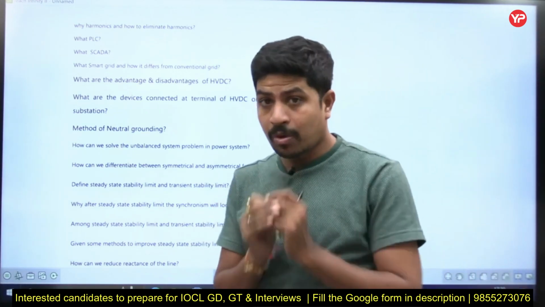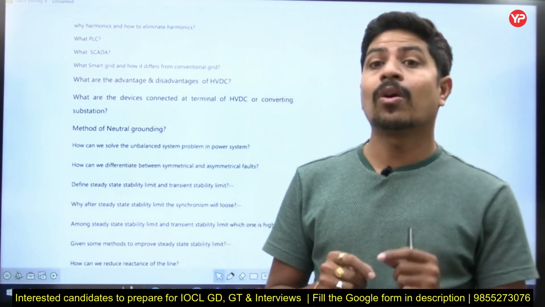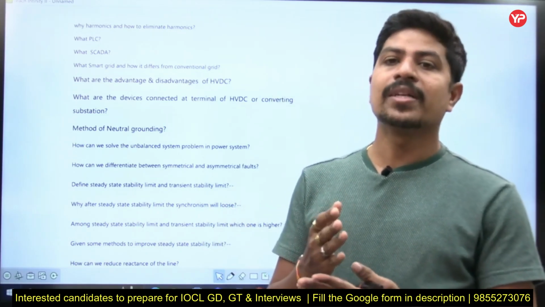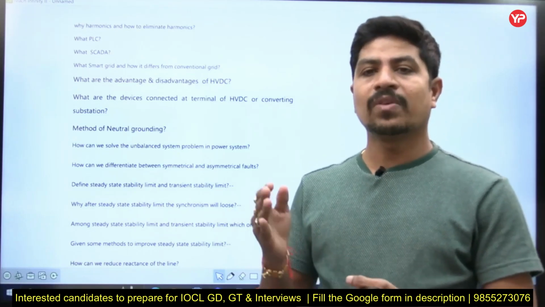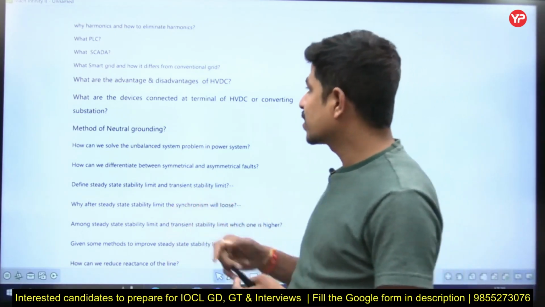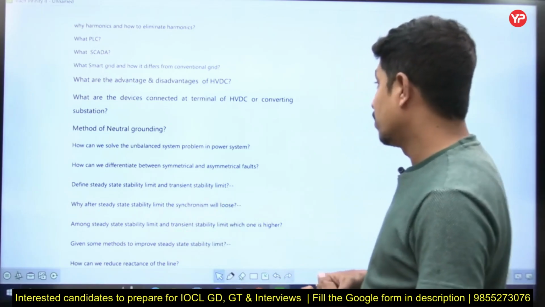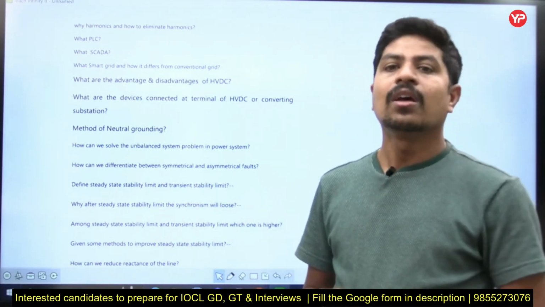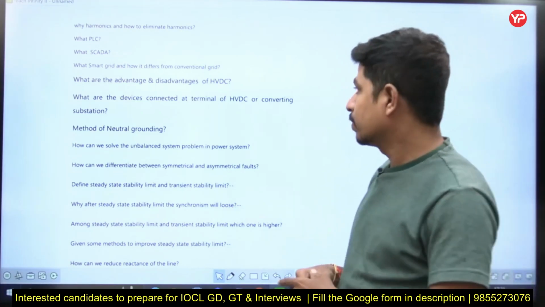This is also one of the very important questions. The concept of smart grid is very important. Okay, what is the difference between conventional grid and smart grid? Next, what are the advantages and disadvantages of HVDC? Why are we going for HVDC? What are the disadvantages of HVAC? Like this, the questions can be framed.